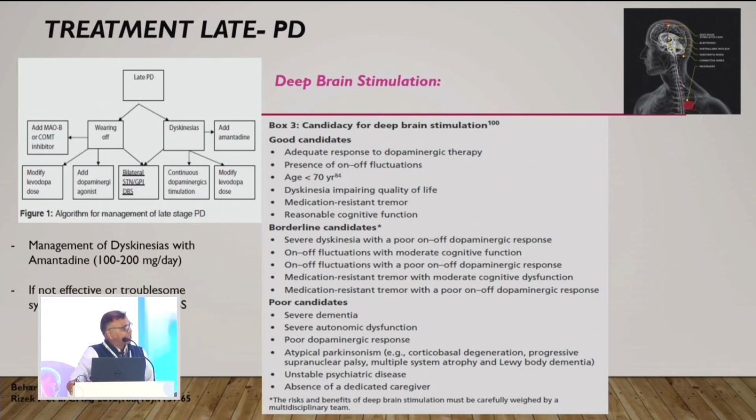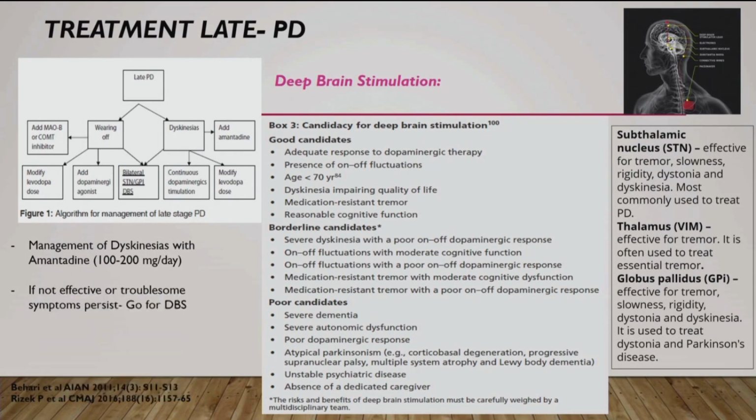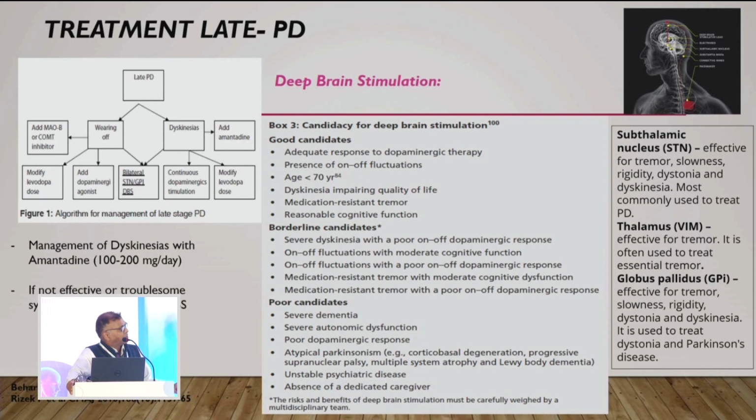We do not want to do it on the patients who have not responded to levodopa-carbidopa, who are 70 plus, whose mobility, any age-related mobility, has gone down considerably. They are already having dementia, so they will not be good beneficiaries of this deep brain stimulation. And what are the nucleus areas we stimulate? Subthalamic nucleus, which is most commonly stimulated, thalamus and globus pallidus.